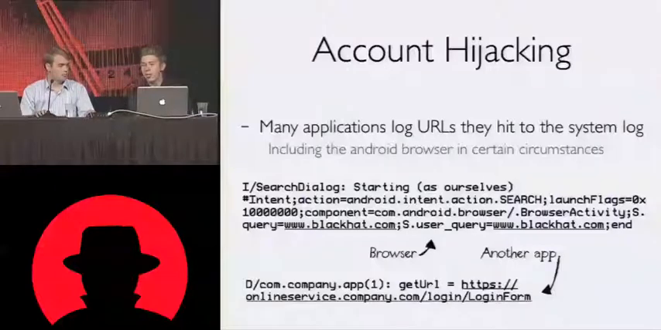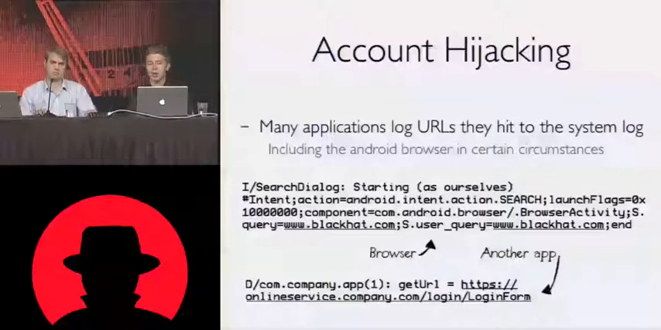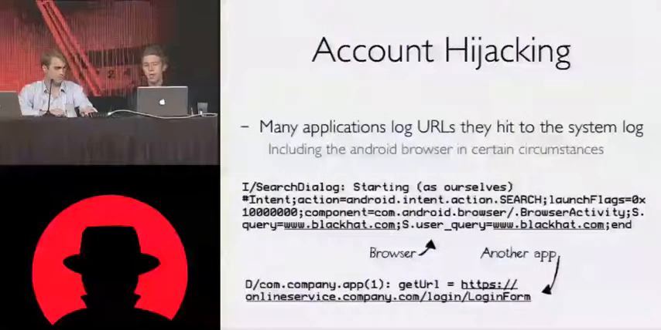On Android, many applications log URLs that they hit to the system log. And this actually includes the Android browser in certain circumstances. On this page you can see two such log entries. The first is what the browser would do if I typed www.blackhat.com into the search bar.